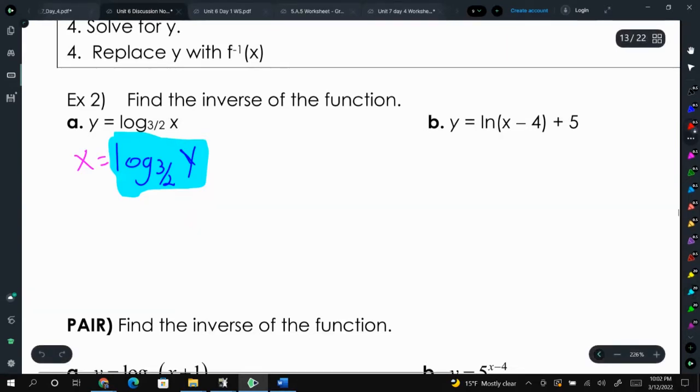So now we switch it to exponent form. And we haven't really done this. Now we're going to go to exponent form from this log form. Our base is 3 over 2. And remember, we say that log equals exponent, so the word log is on the opposite side of the exponent, making this x our exponent. And then this equals our other number, y. Well, y is now by itself, so this means that the inverse of y is 3 over 2 raised to the x power.